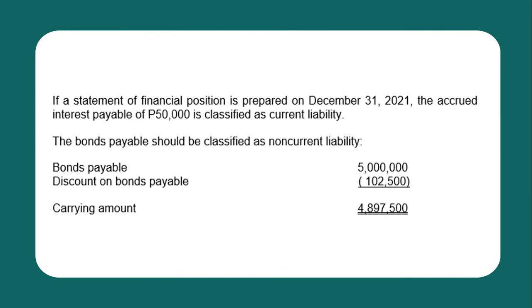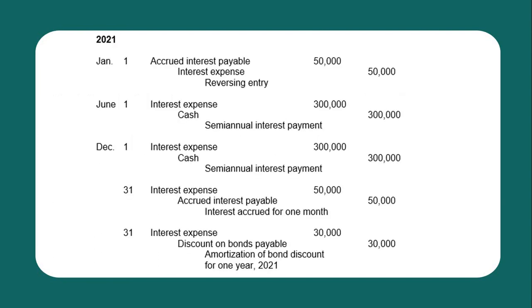So, if the statement of financial position is prepared on December 31, 2021, the accrued interest payable of 50,000 is classified as current liability, while the bonds payable shall be classified as non-current liability and will have a carrying amount of 4,897,500. That is the face amount of 5 million minus the balance of the discount on bonds payable, which is 102,500.